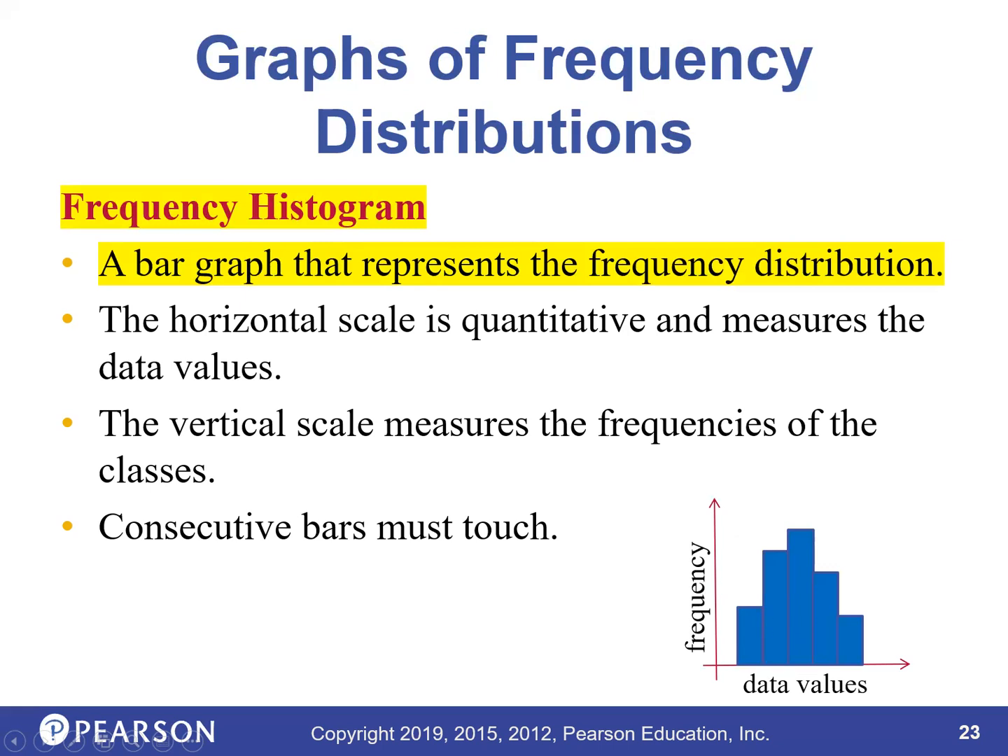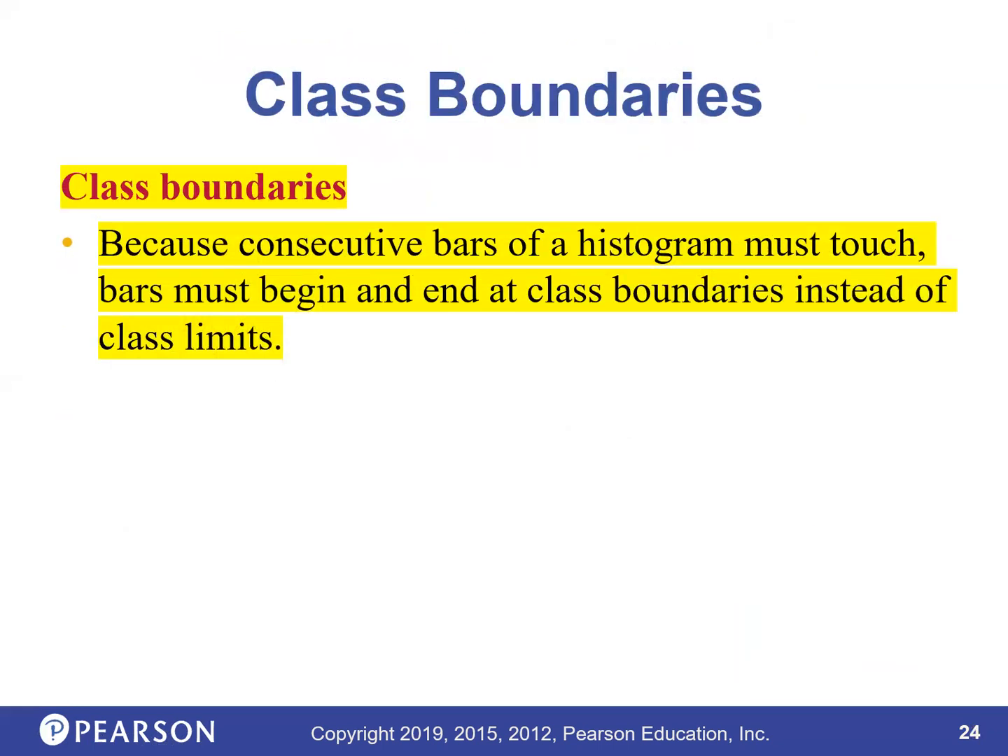So because of that, we talked about class boundaries, because consecutive bars of a histogram must touch. Bars must begin and end at the class boundaries instead of the class limits. Here, that's the one that gets students frustrated on the homework. Why are we doing this? Why is it this way?